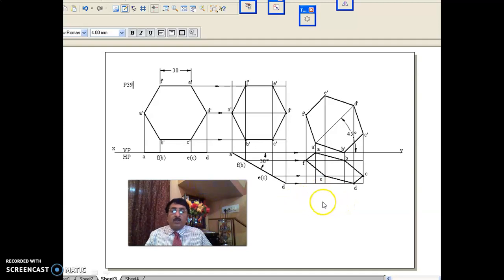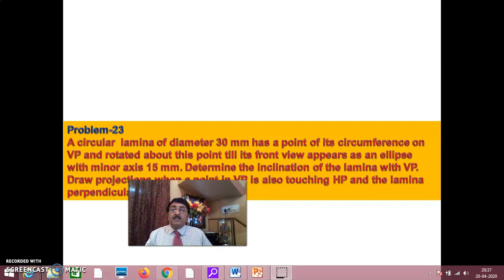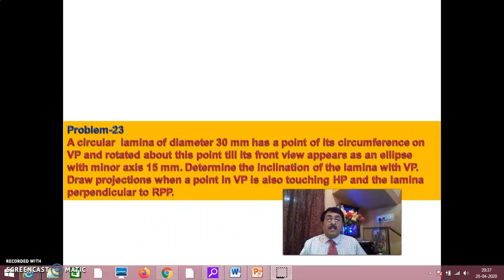Now you see here, this is a circular lamina of diameter 30 that has a point of its circumference on VP. Had it been on HP, I would have started from the top view. But they say it is on VP, and rotated about this point till its front view appears as an ellipse with minor axis 15 mm. Determine the inclination of the lamina with VP. Draw projections when a point in VP is also touching HP and the lamina is perpendicular to RVP and all that. These things can be managed.